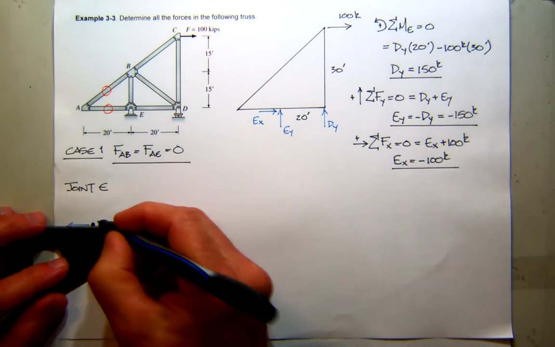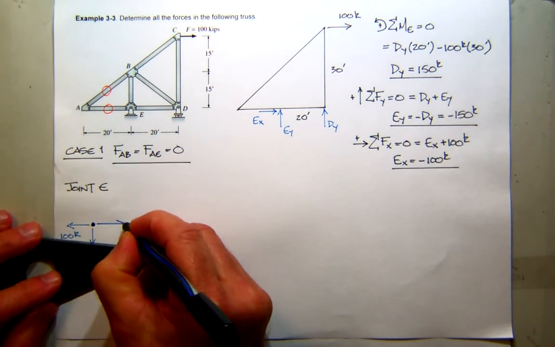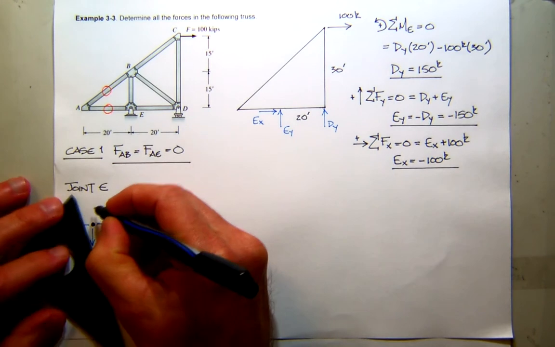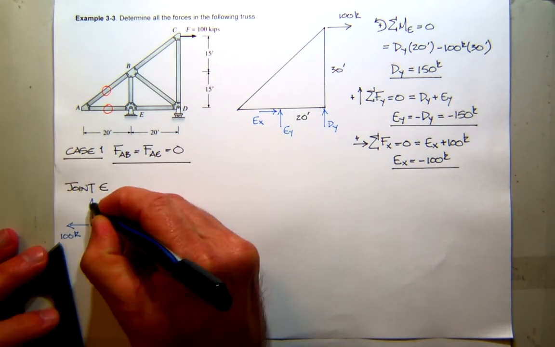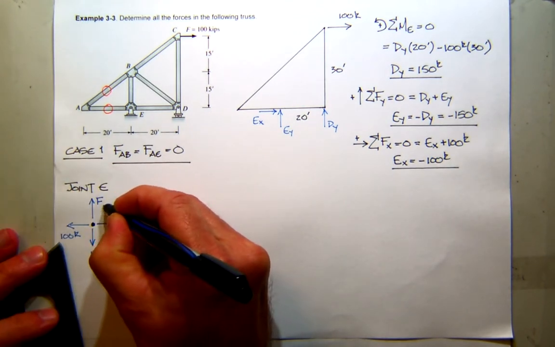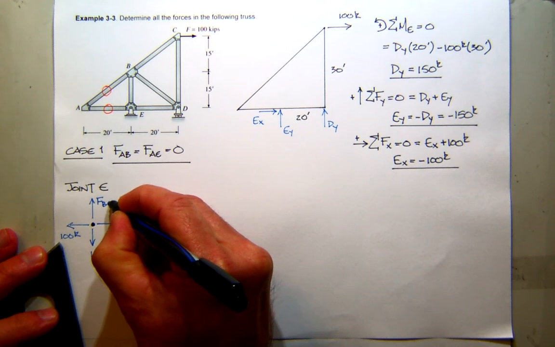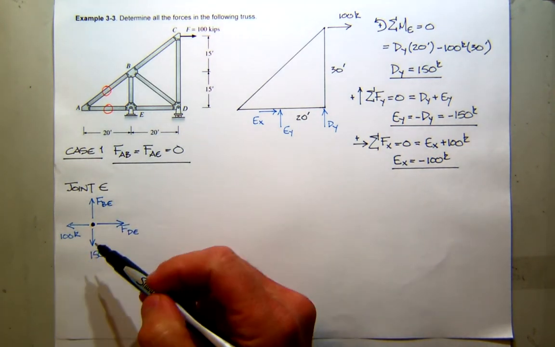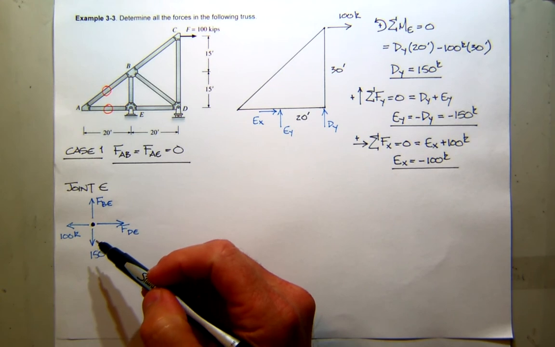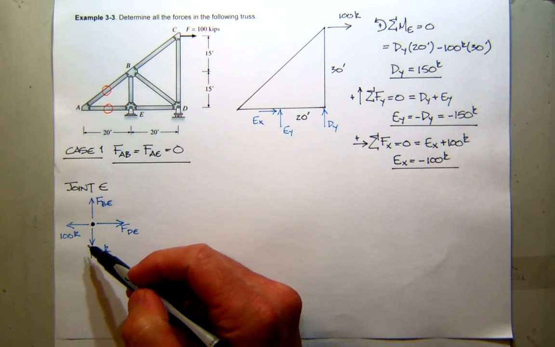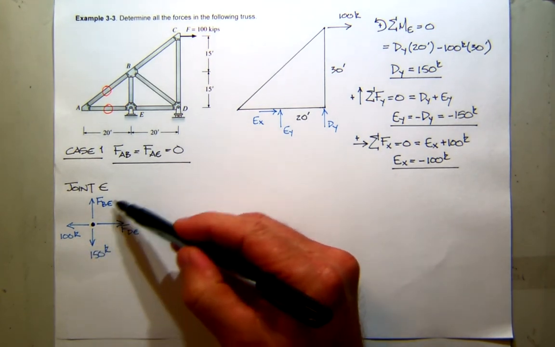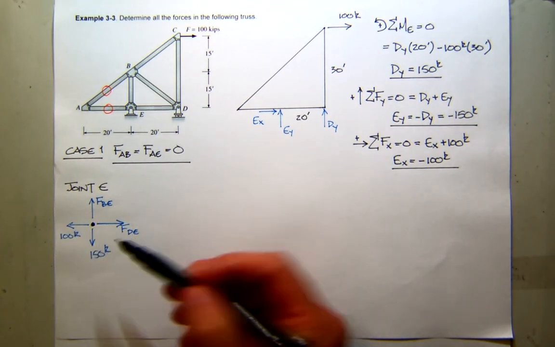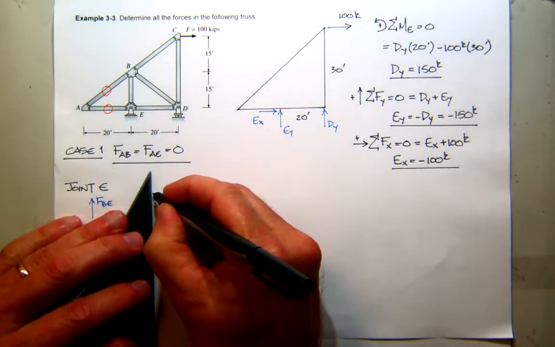And now I'm going to assume tension in the force DE, and I'm going to assume tension in the element BE. Now hopefully you can see that when you're looking at that, that's a pretty easy set of equations to write. When I sum forces in the y direction, I only have 1 unknown. When I sum forces in the x direction, I only have 1 unknown. So that's going to be pretty easy. So we'll just do that real quick.